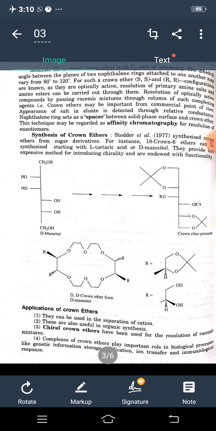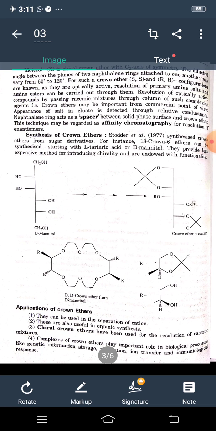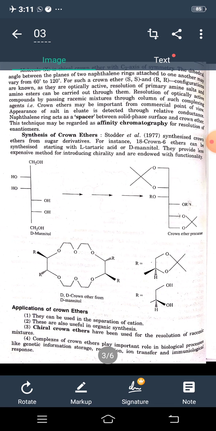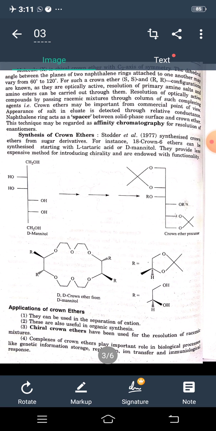Then molecules like this, where two naphthalene rings are attached to one another, may vary from 60 to 120 degree. For such a crown ether, SS- and RR configurations are known as they are optically active. Resolution of primary amine salts and amino esters can be carried out through them.